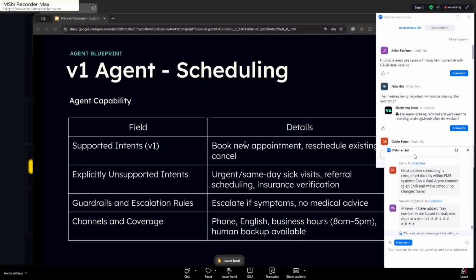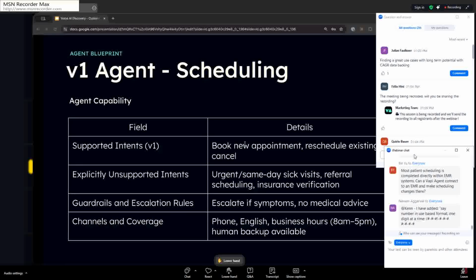You want to define channels and coverage too. Clients are typically very eager to just turn it on everywhere all at once. And that's possible, but it's not super practical early on. You want to start with maybe just phone calls and not, for example, web calls. And you might want to do it in English only. And then you want to focus on business hours for now, or maybe just after hours. And then you want to make sure that you have a human operator as a backup to handle any issues or some of the escalations, especially when you start rolling this out.